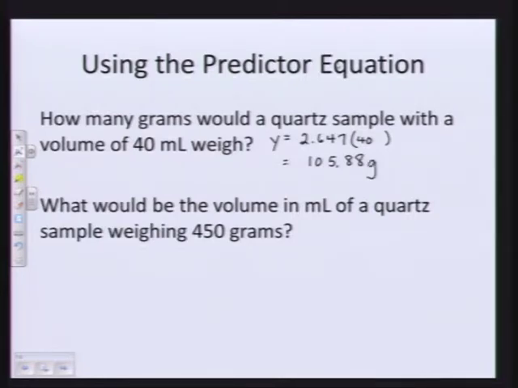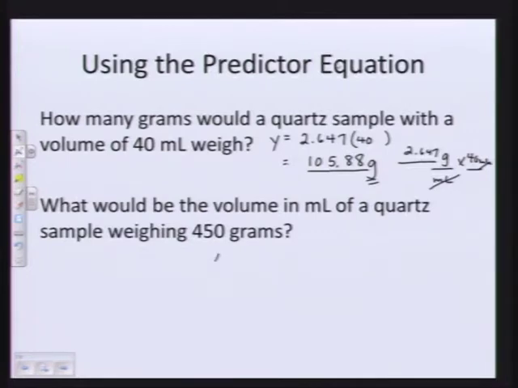If you think about your units, your density was 2.647 grams per milliliter. You're multiplying that by 40 milliliters, so your unit is going to be grams here. So multiplying the 2.647 times the 40 gave us 105.88, and we knew that we were coming up with grams for our units. Similarly, we could get the volume if we know the weight.